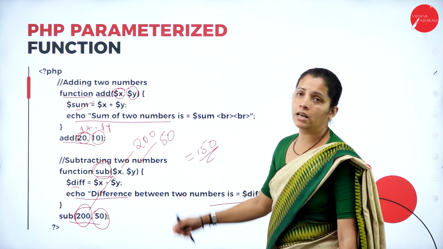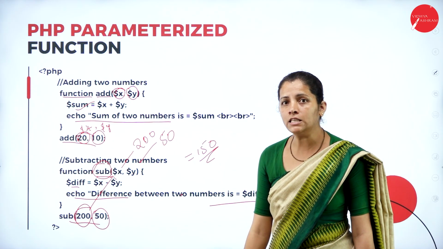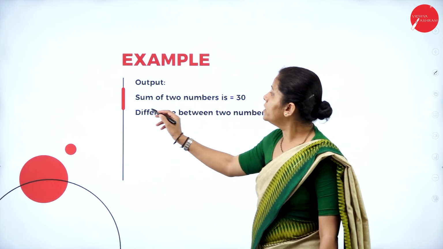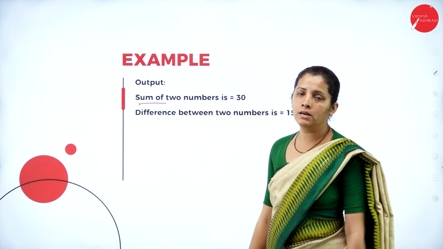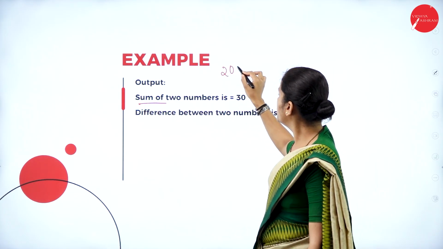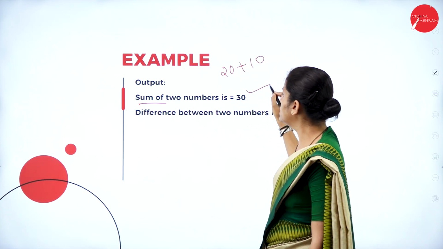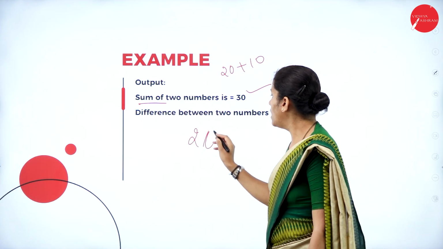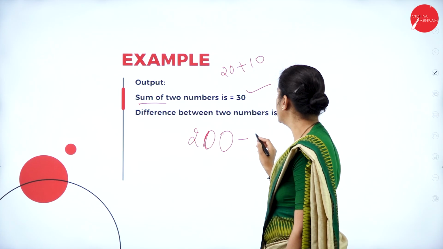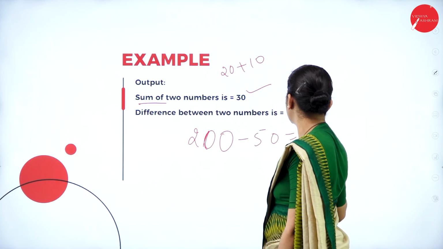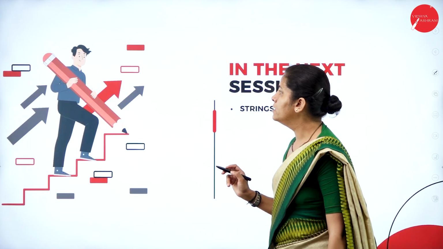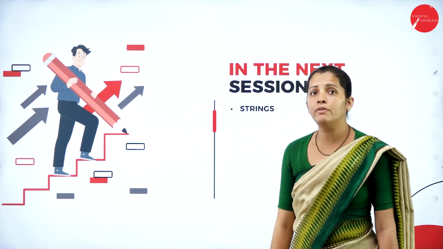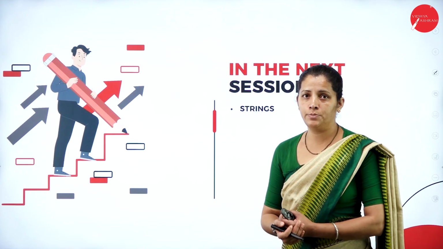This is the way I can create parameterized functions in PHP. So the output here is: sum of two numbers is 20 plus 10, it is nothing but 30. And difference is 200 minus 50, the answer is 150. So dear student, this is the way we can create functions in PHP.